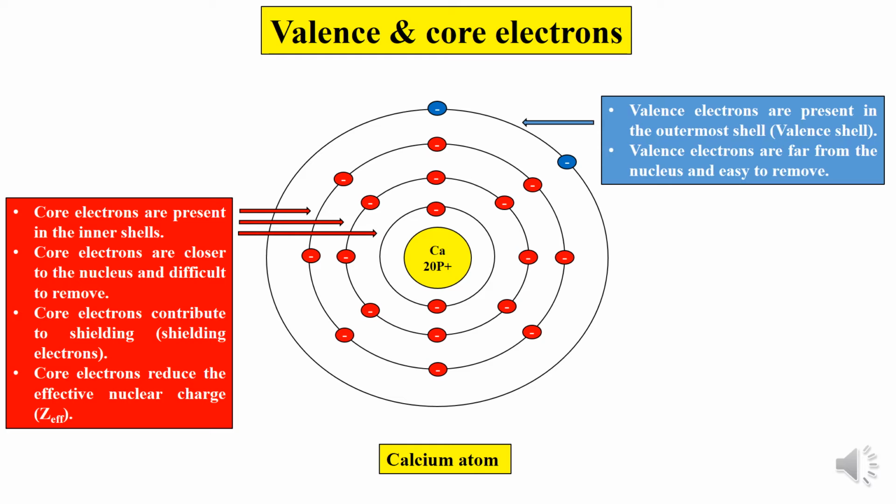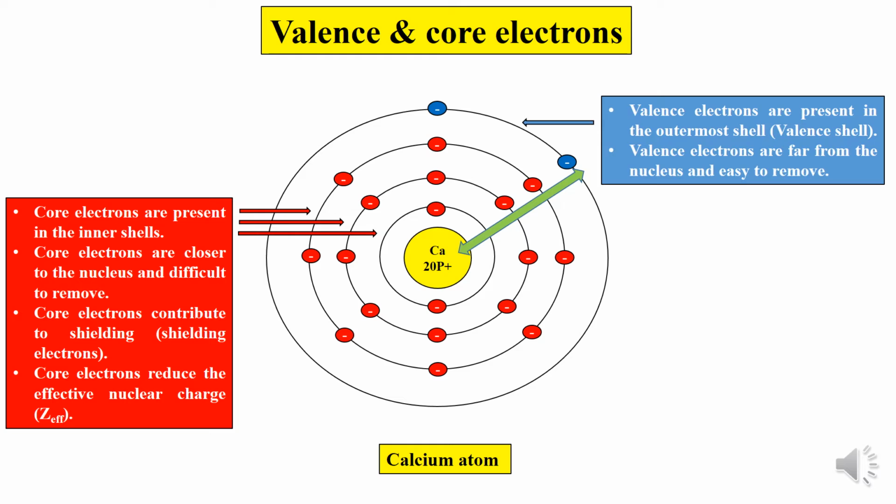In addition, core electrons also contribute to shielding, and that is why they are also called shielding electrons. So how do core electrons contribute to shielding? The core electrons that are present in the inner shells partially block or reduce the electrostatic force of attraction between the positively charged protons present in the nucleus and the valence electrons, and thereby they contribute to shielding. Now, most importantly, core electrons reduce the effective nuclear charge.